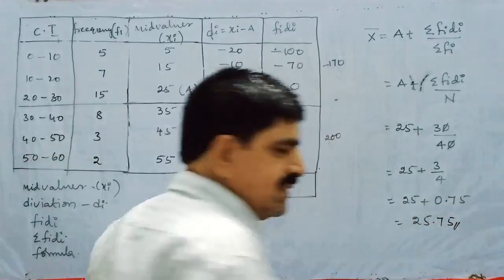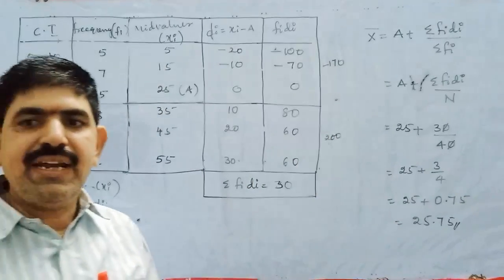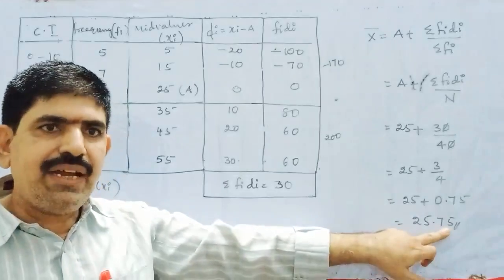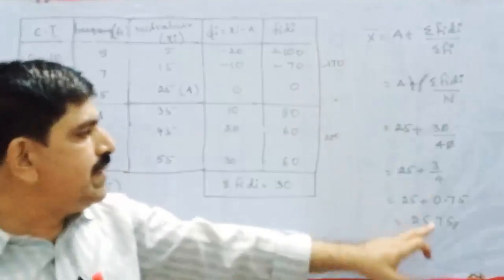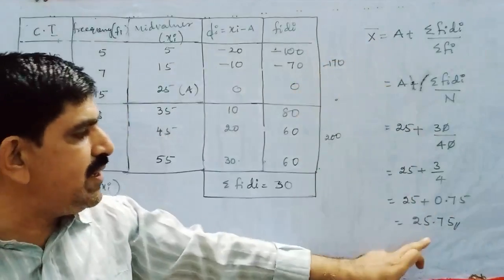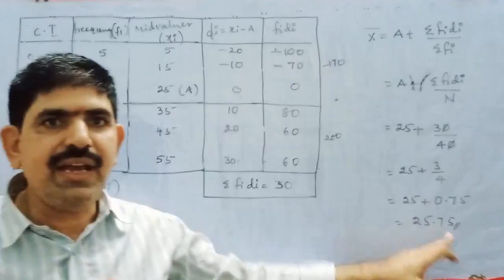This is equal to 25.75. See, in the previous problem, we got 25.75 in the direct method. Direct method, x bar is equal to 25.75. In the deviation method also we get x bar is equal to 25.75.